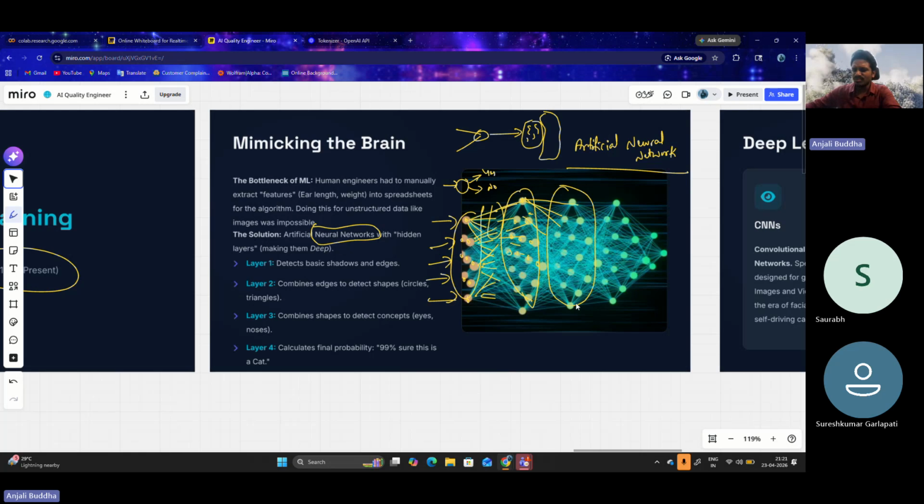Okay, so how many layers would there be in a deep learning neural architecture? There could be n number of layers. Usually, this is an input layer where the raw input is given. Okay, so the last layer would be the output layer.